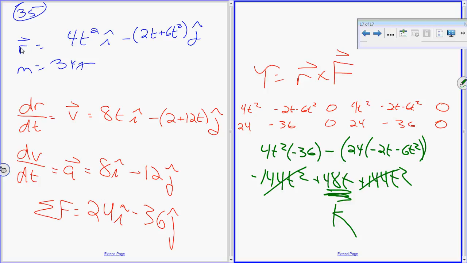So for any positive value of t, which is a safe assumption, what's this going to look like? This is going to be a positive number, right? So what does that tell me about the momentum? It's increasing, right? You guys remember your net torque is equal to the rate at which your angular momentum is changing, right? So since our net torque is positive, our angular momentum must be increasing. Good.